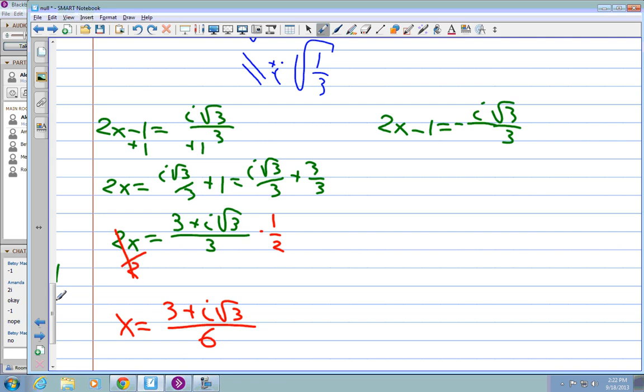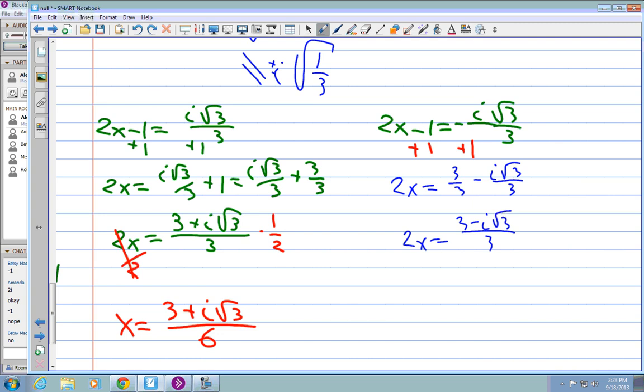Is that okay? We'll do the same exact steps on the other side. The only difference is going to be negative in the middle. All right? So if I do that, again, add 1 to both sides. So we're going to think of 1 as 3 over 3. So this is 2x equals 3 over 3 minus i square root of 3 over 3. So that means 2x equals 3 minus i square root of 3 over 3, just as before.